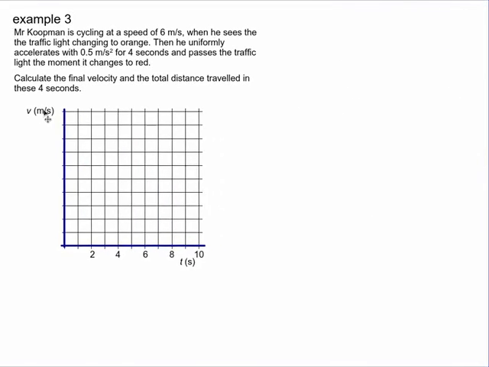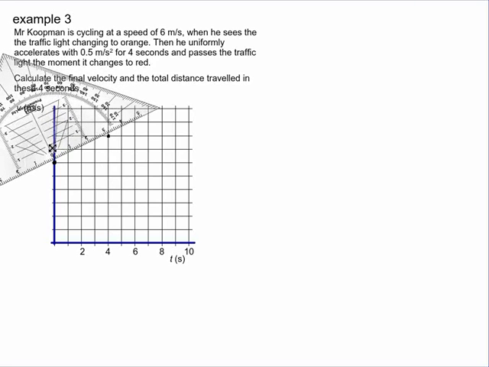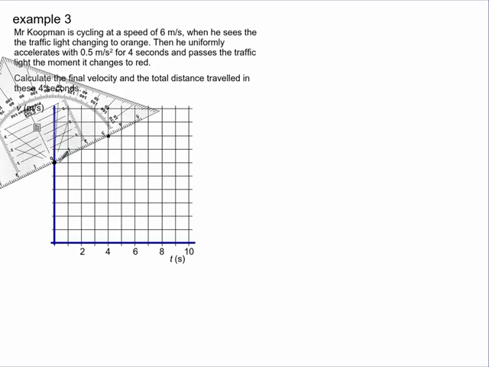Now we know that at t is 0 seconds, Mr. Koopman is traveling at a speed of 6 meters per second. So let's put a dot over here. After 4 seconds, his speed has increased, which means the graph will go up, something like this. And remember, it's just a sketch. Let's draw a line between these 2 points.